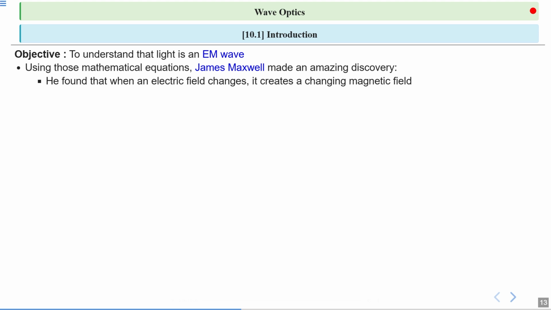So Maxwell discovered that a changing electric field creates a changing magnetic field. This is crucial because it shows the dynamic relationship between electric and magnetic fields. Imagine it like a chain reaction where one change leads to another, setting the stage for wave propagation. Building on that, the changing magnetic field then creates a new changing electric field. This back and forth interaction is what allows electromagnetic waves to sustain themselves. It's like a continuous cycle that keeps the wave moving forward.